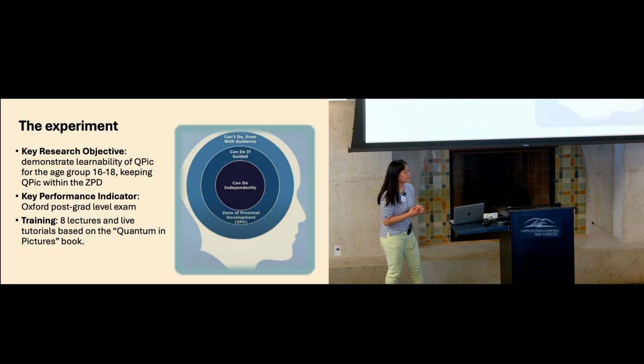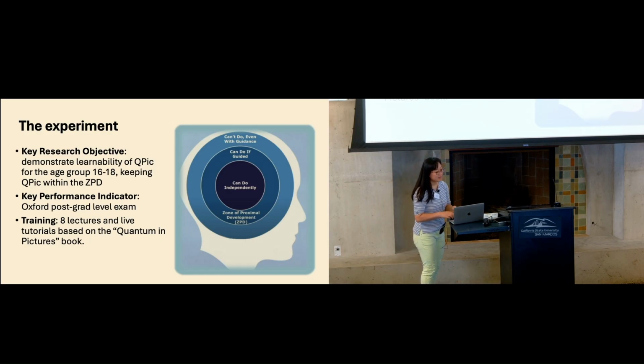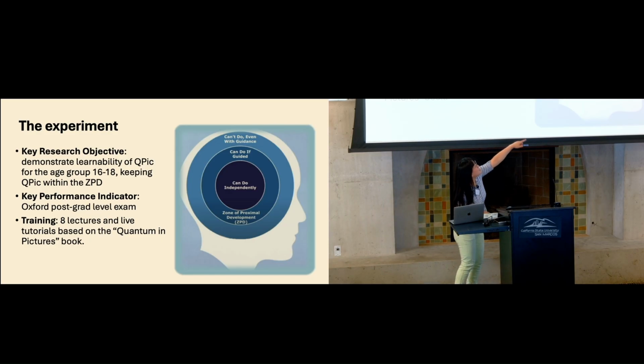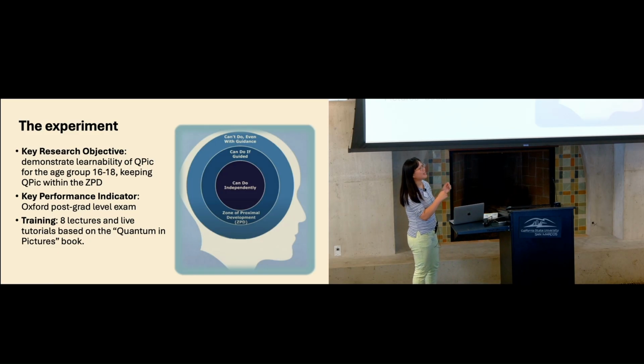The experiment was to teach using this quantum pictorial approach in the UK, ages 16 to 18, just test if quantum picturalism, this kind of approach, was effective to teach quantum concepts within the zone of proximal development. So that's the part of this brain image here, that if they can learn these concepts with guidance, so not on their own without any guidance, but not that they couldn't do it even with guidance. And we gave them a University of Oxford postgraduate level exam, or the questions are from past exams. This course has been in Oxford for over 10 years now, and there's also a similar course that has been developed at other universities.